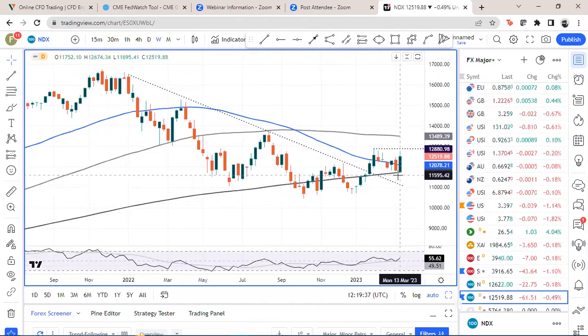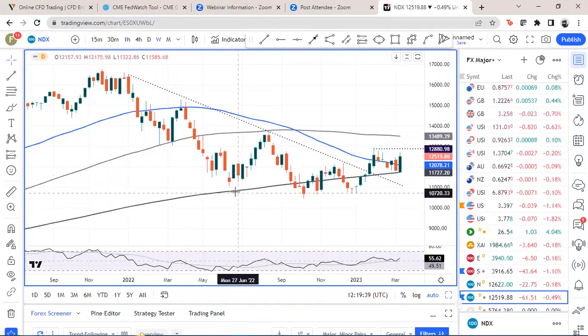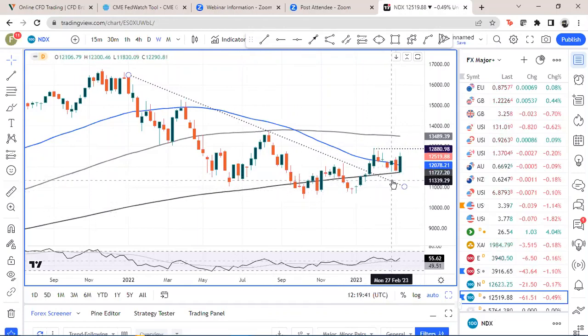And also you can see it held up by what looks like strong support at the 200-week moving average at 11,727 there. So really interesting price action in the Nasdaq, pushed above the 50-week moving average now, and we're looking at potentially year-to-date highs at 12,880.